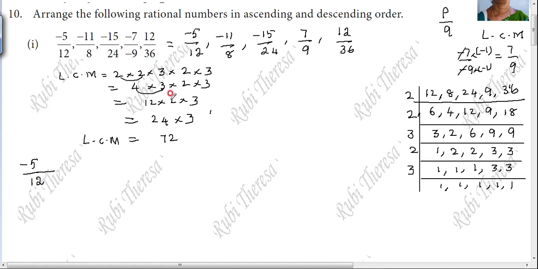You see here 12 is here, no? 2 3s are 6. So 12 should be multiplied by 6. Then automatically this minus 5 also multiplied by 6. When you multiply this 12 by 6 you will get 72. So same way here, minus 5 into 6, plus into minus, minus. 5 6s are 30.